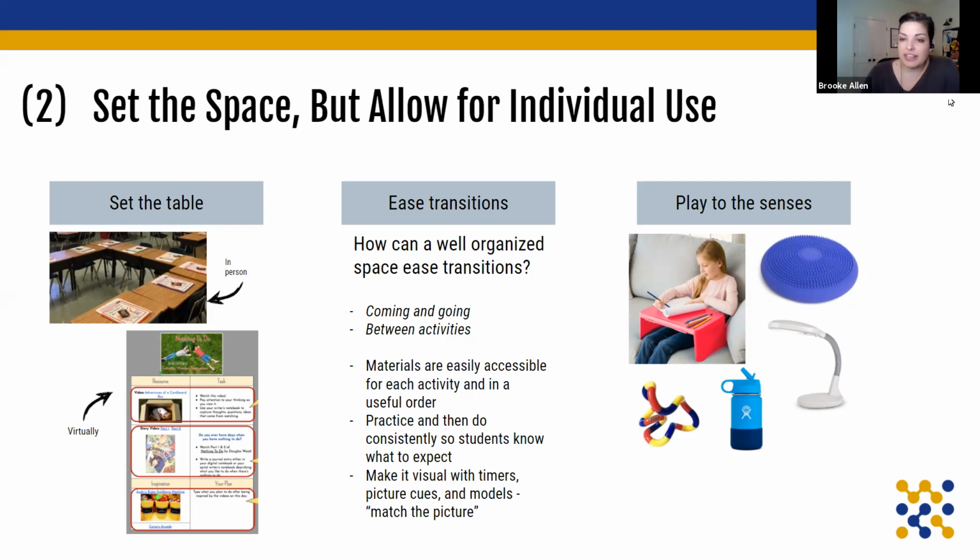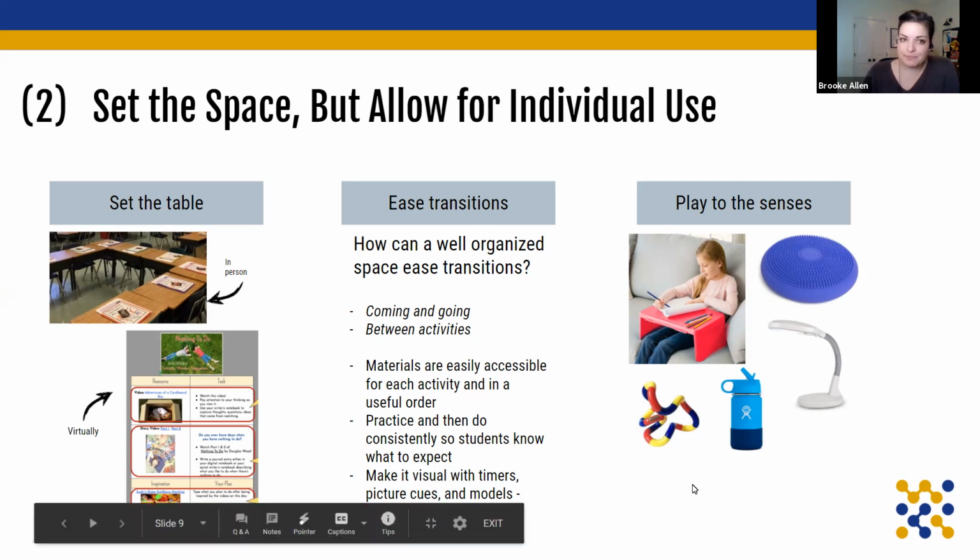And finally, in our space, we can play to the senses. So is there a different need that students have in order to best learn, whether we're talking about a water bottle next to their desk or lighting or a particular seating or fidget arrangement? We can use that as well.